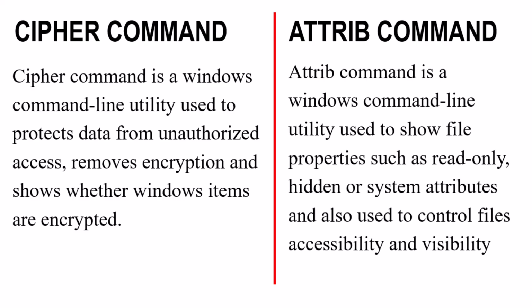And when you jump to the Attribute command, this is a command line utility used to show file properties such as read only, hidden, system attributes, and also used to control a file's accessibility and its visibility. So this command also restricts people from getting access to your items. It can also hide items from people so they do not see those items on your computer interface. You can also change the read only attribute or characteristics of your document on your computer system. So these are the theoretical definitions of the Cipher command and also the Attribute command.